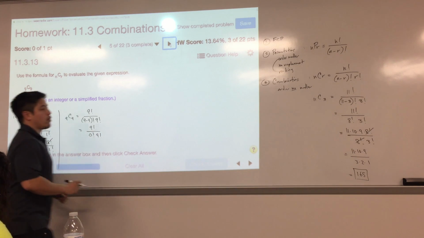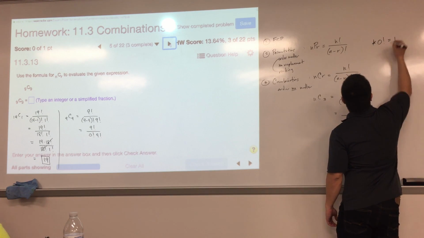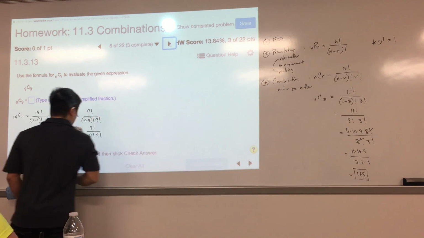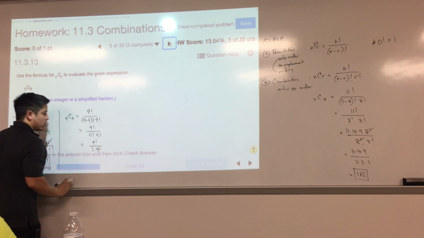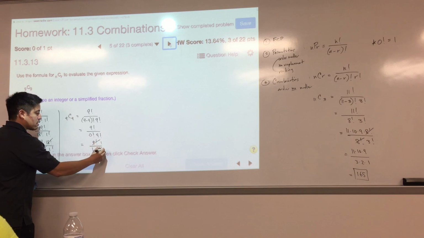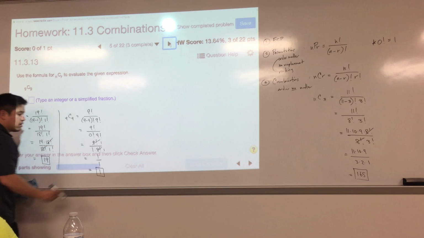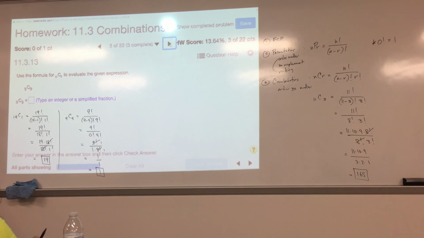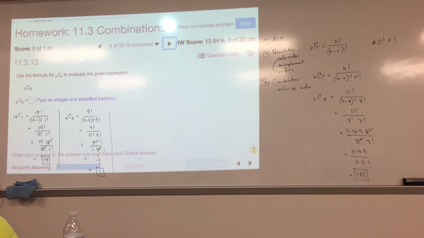We all know from our study of permutations that 0 factorial is 1, right? So this would be 9 factorial over 1 times 9 factorial. Well, wait a second. Can we cancel these? Yes. That's going to become 1. So that's 1 over 1, which is 1. Notice, very similar patterns going on. So it's 1. And if you want to remember, anytime N and R are the same, it's going to be 1. Okay, let's keep going.